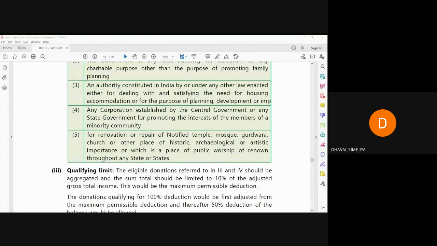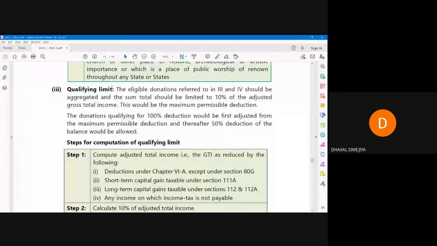Now, what is this qualifying limit? What is the meaning of this qualifying limit? Qualifying limit means the eligible donations referred to in table number 3 and table number 4 should be aggregated and the sum total should be limited to 10% of adjusted total income. This would be the maximum permissible deduction. Sir, what does that mean? I did not understand anything in this. Okay.